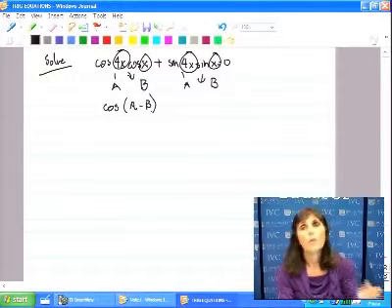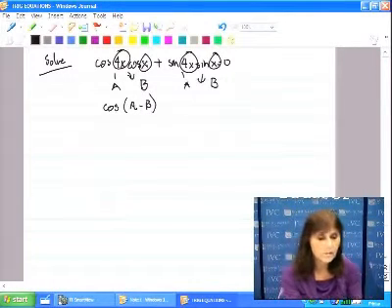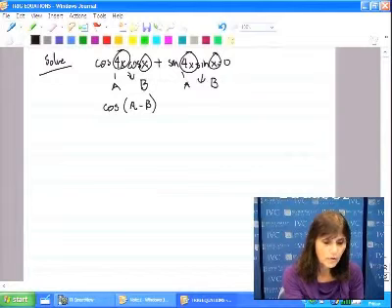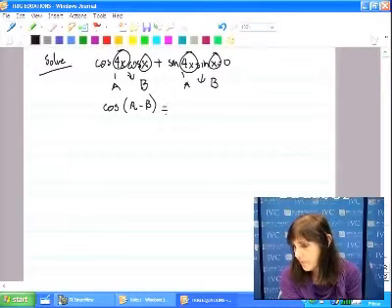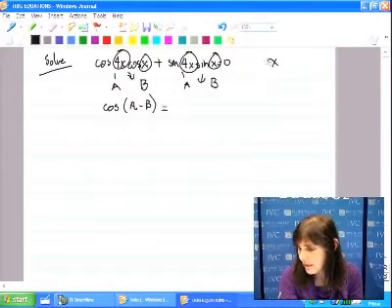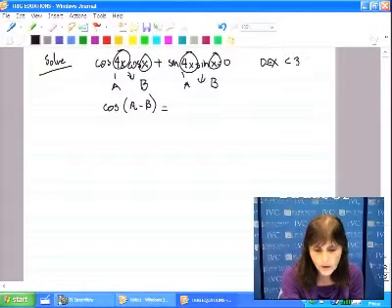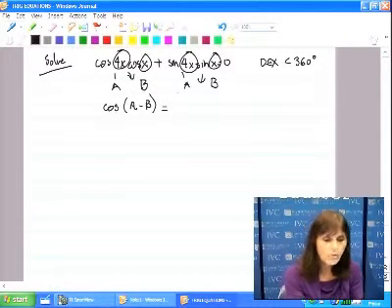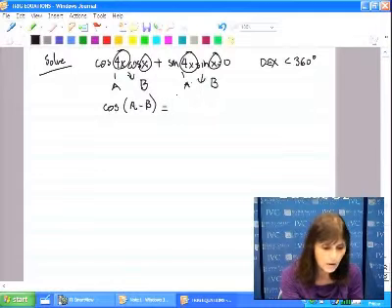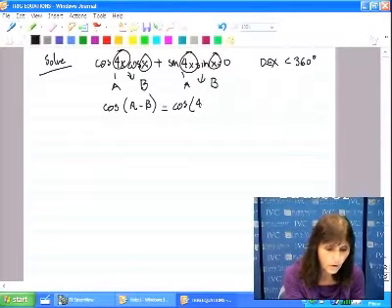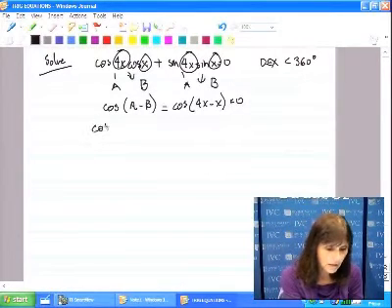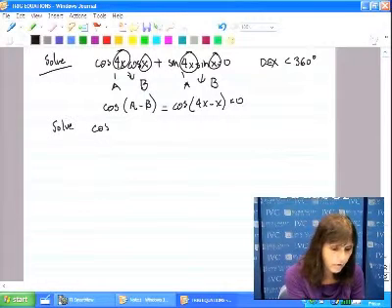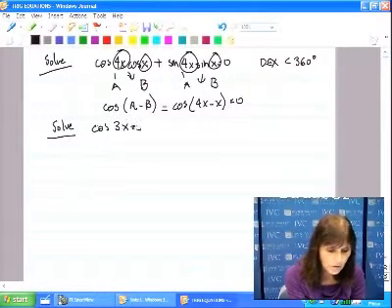Remember, with cosine, when you have negative, it reverses. So negative will give you positive, positive will give you negative. So this is actually this. And the question was saying, let's write this down, 0 to 360 degrees. So I have cosine of A minus B, cosine of 4x minus x. That's supposed to be 0. And how does that work? So this problem became: solve cosine of 3x equals 0.